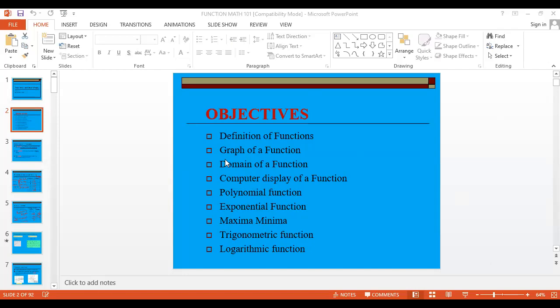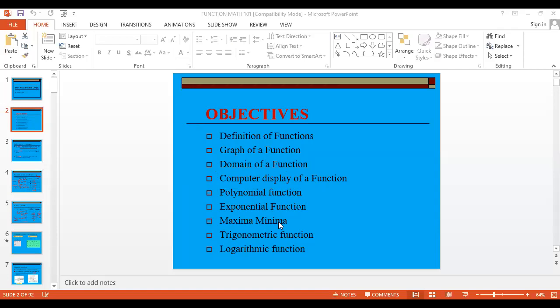Okay, so what are we expecting to see? We want to look at the definition of functions. What do we mean by functions? Plot some graphs, explain the concept of domain and range of a function, and then use computer software. We are going to use software to display the graph of functions. First, we'll look at how to plot it manually, and then how to use the computer to generate the function.